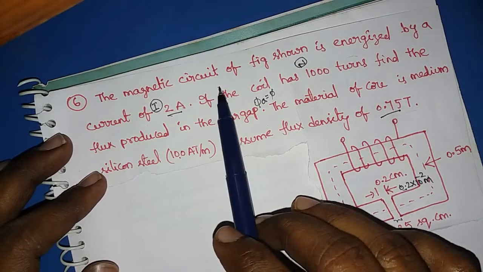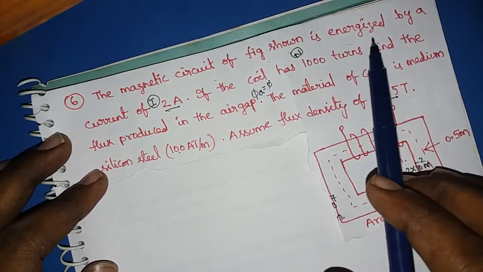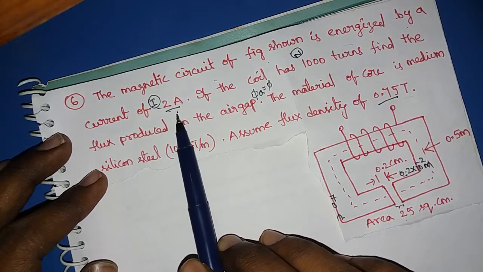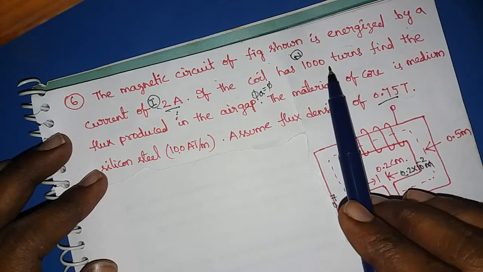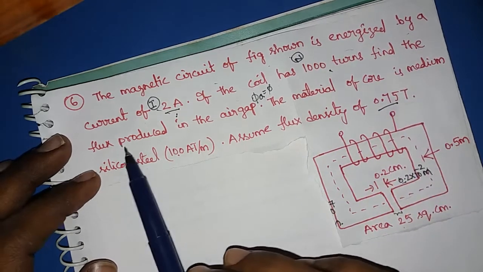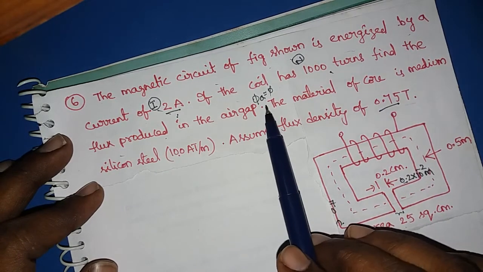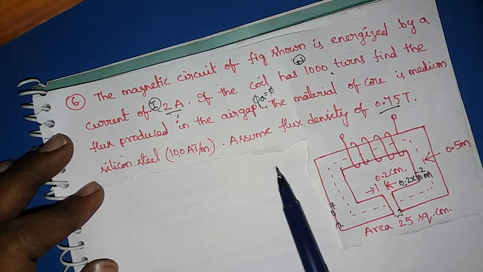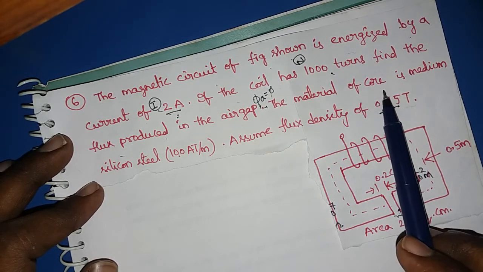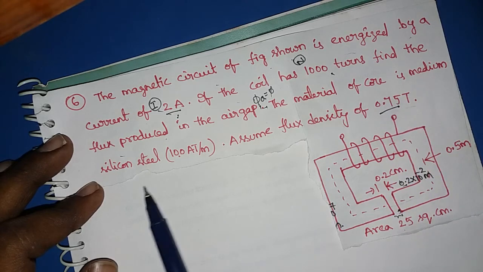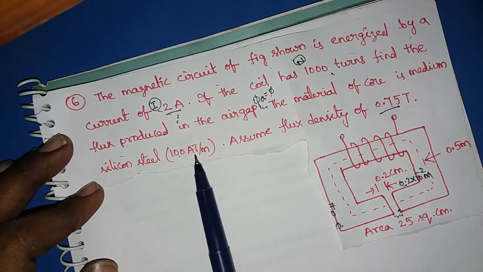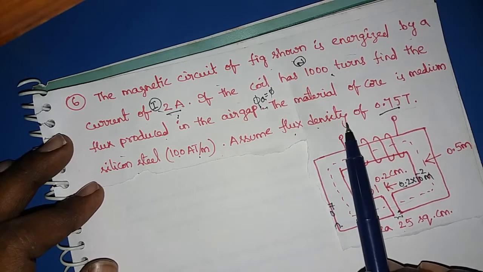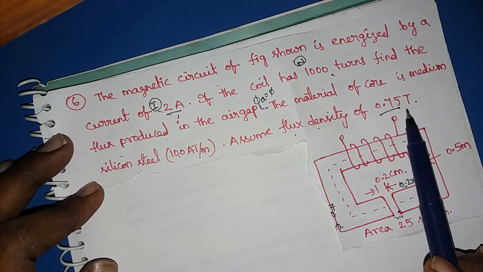The magnetic circuit of the figure shown is energized by a current of 2 amps, that is I as given. If the coil has 1000 turns, find the flux produced in the air gap, that is, what is the value of flux in the air gap. And the material of the core is medium silicon steel, that is 1000 ampere turns per meter. Assume a flux density of 0.75 Tesla.